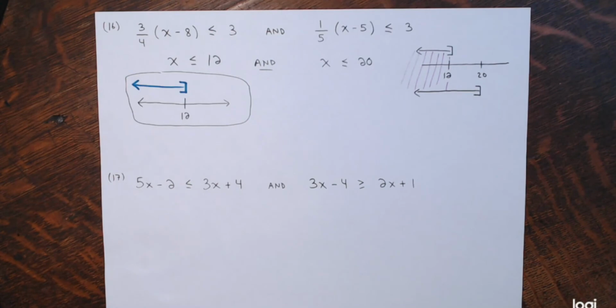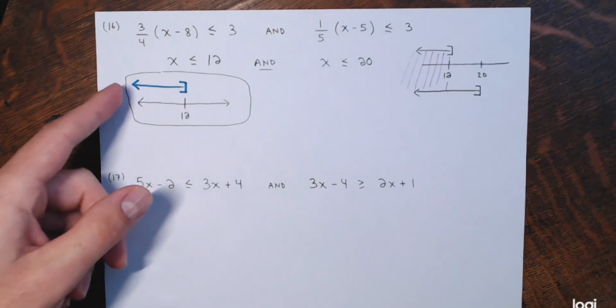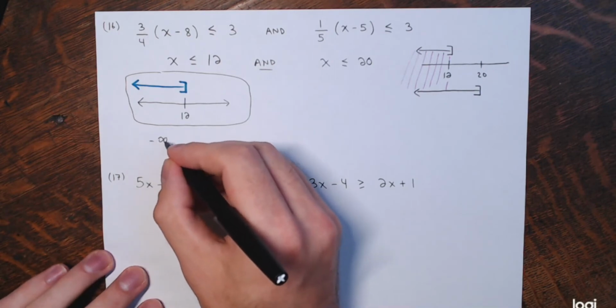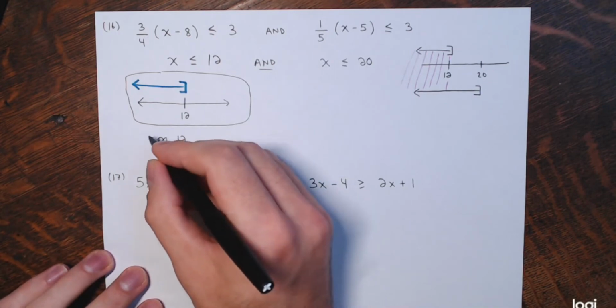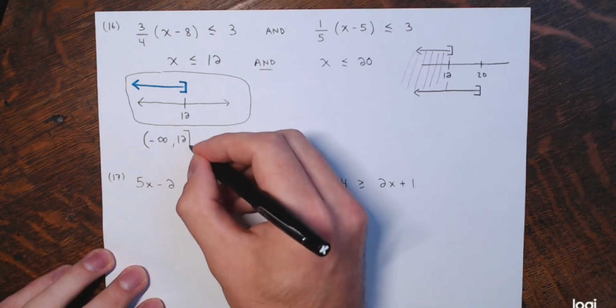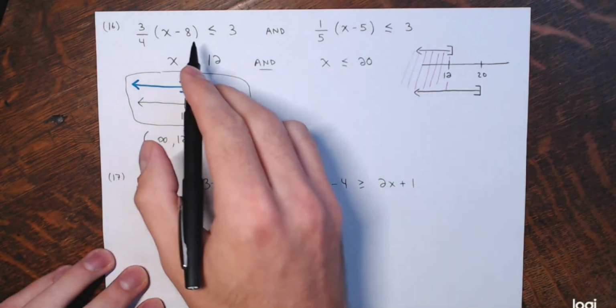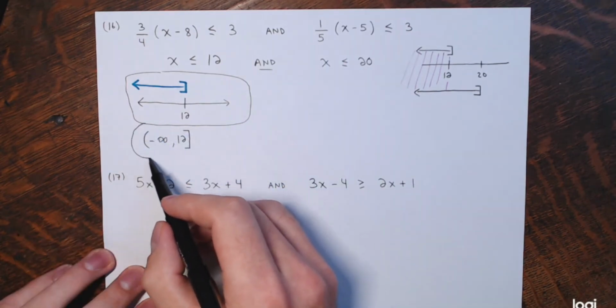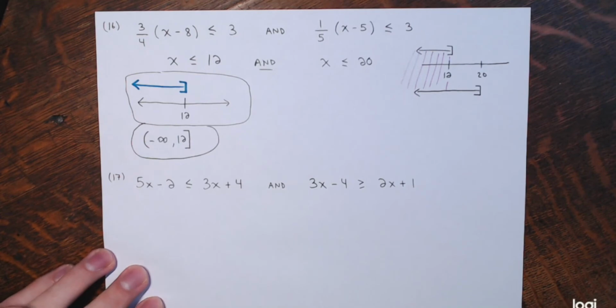Then the interval notation, right, looking at my picture, going left to right here, we have from negative infinity up to 12, right, so negative infinity, comma 12, always parentheses on the infinities, and 12 is a solution. 12 does satisfy both inequalities, so a bracket on 12. Right. There's your interval notation.